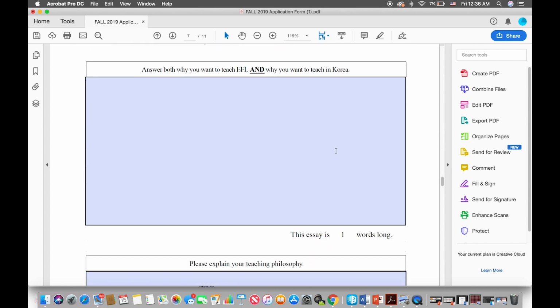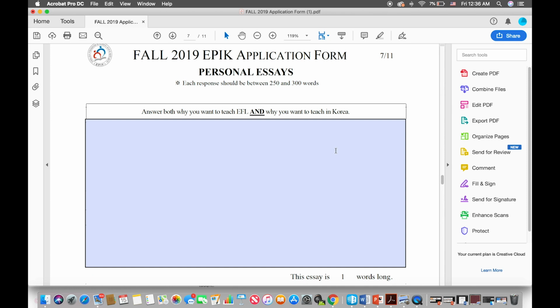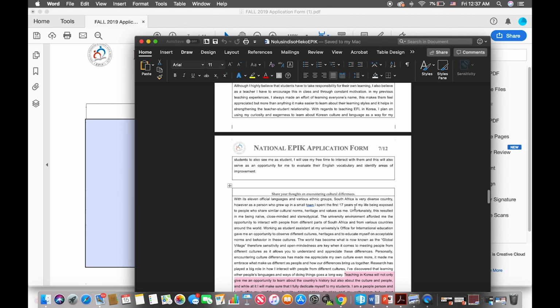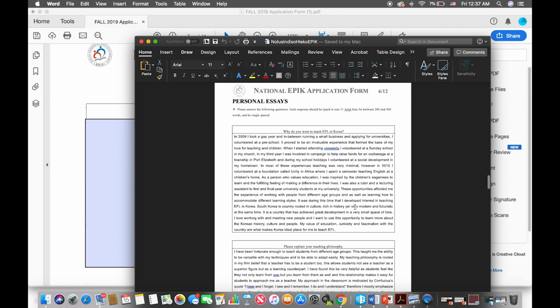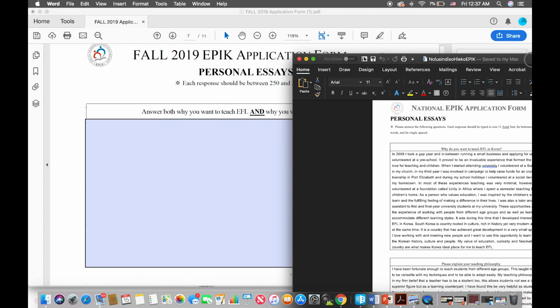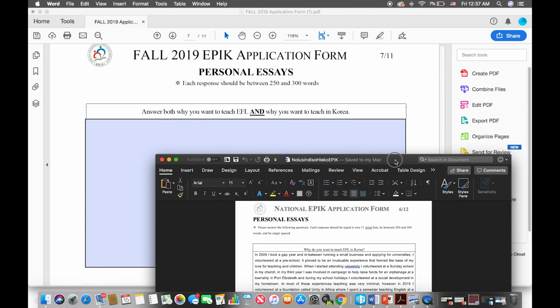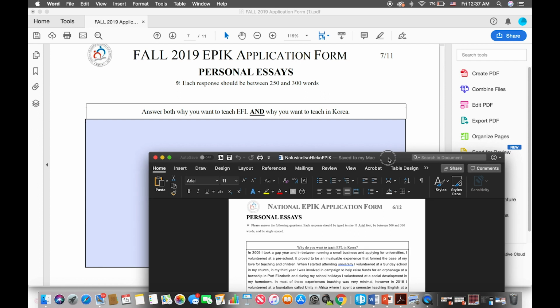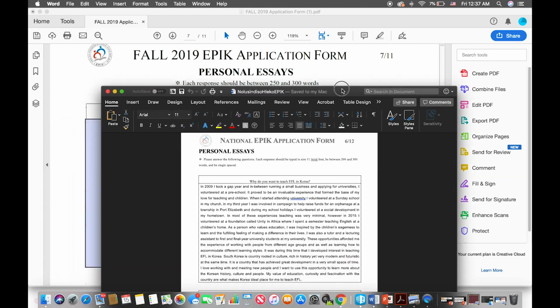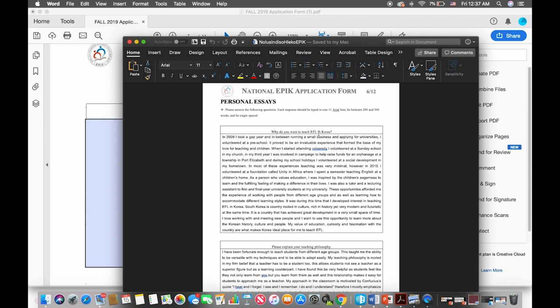Then this comes to the interesting part, which is your Epik personal essays. So I've got my application form from back in the day over here, and this was my Epik application form back in 2016. We used Word, y'all. They've improved a lot actually. So the first question on this one is: answer both. Why do you want to teach EFL and why do you want to teach in Korea? This one is: why do you want to teach EFL in Korea? It's essentially the same question in my opinion.